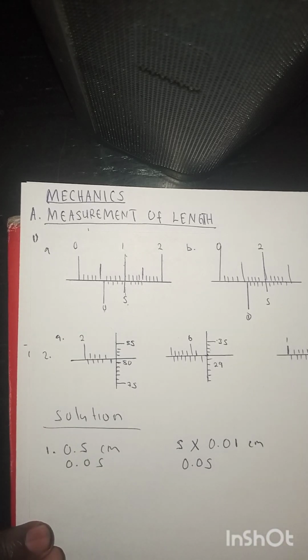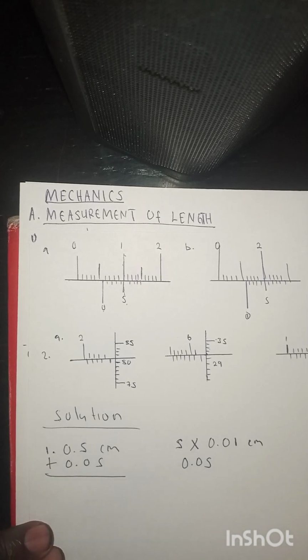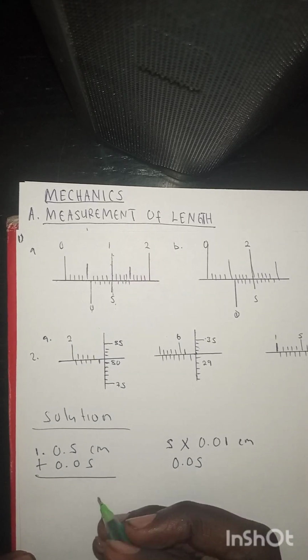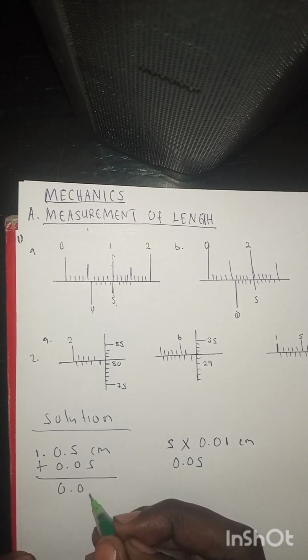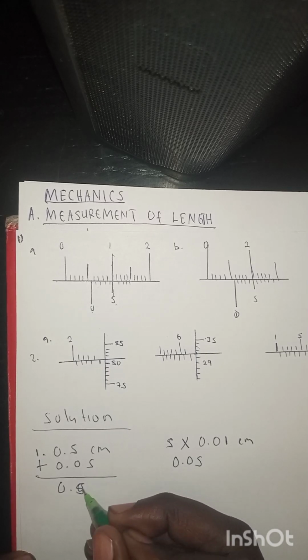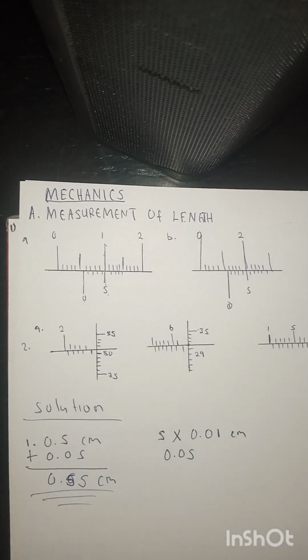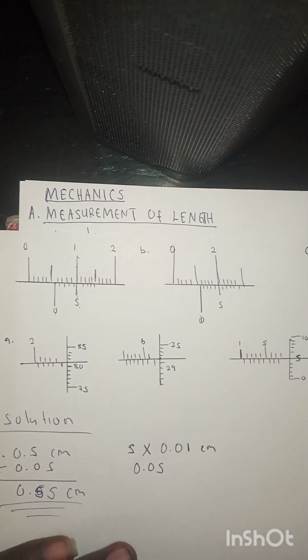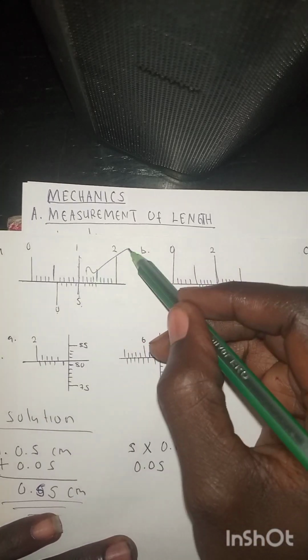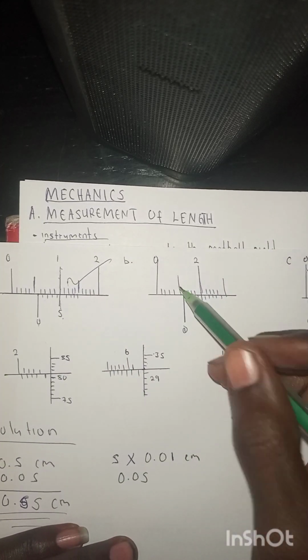Then last but not least, you add the two lengths, which will give you 0.55. Okay, that will be the answer in centimeters. Okay, right? From there we do the second question. So we've done this question, we go to this question right here.